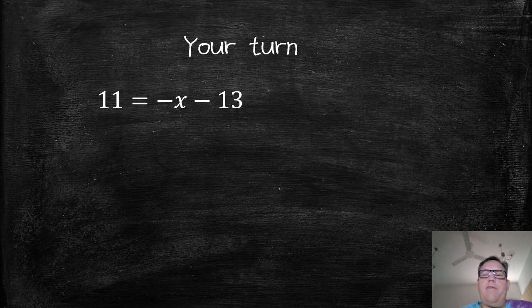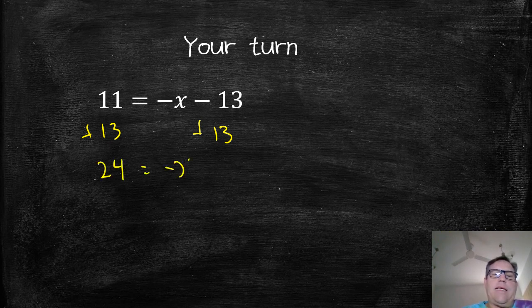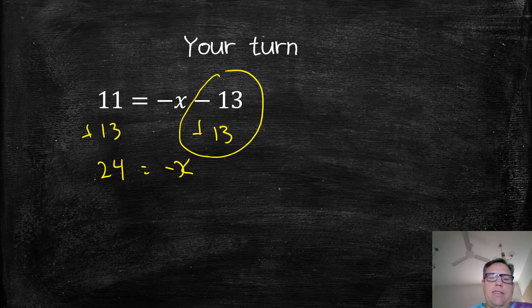Okay, I want you to pause the video and go ahead and do this one. Okay, so hopefully what you did was add 13 to both sides first. On the left side, we're going to have 24. On the right side, we have minus x, because minus 13 plus 13 is 0. Again, we're solving for positive 1x, not minus x. So I need to multiply both sides by minus 1. And when I do that, minus 24 equals x, which is our answer.